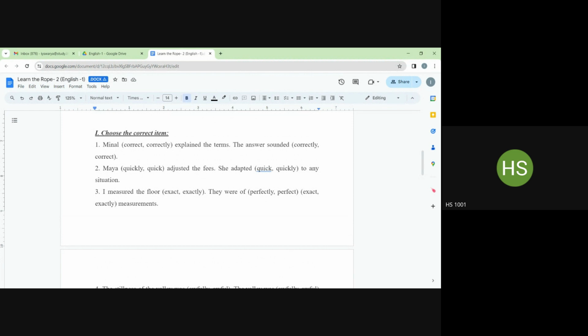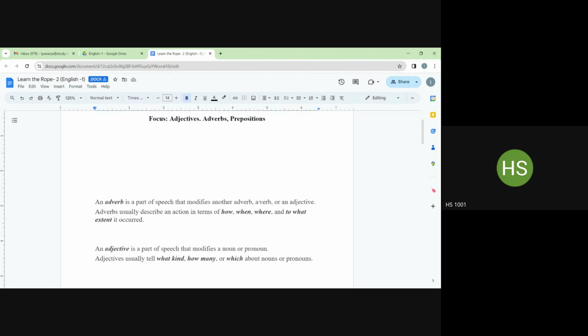Okay, now the second part of it. In this word, correctly, in what way is it getting modified? A verb is getting modified. It tells you how, right? She explained the terms. How did she explain? Correctly. That's the work of the adverb, right? It tells you how. Did you not read this definition? Adverbs usually describe an action in terms of how, when, where, and to what extent it occurred.